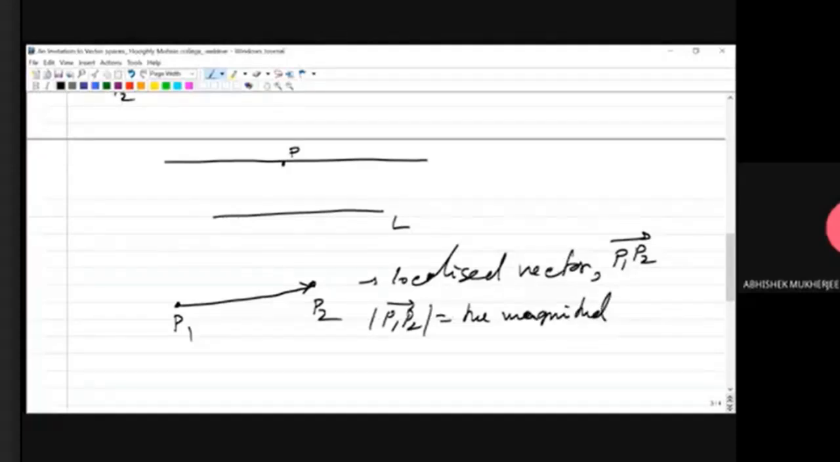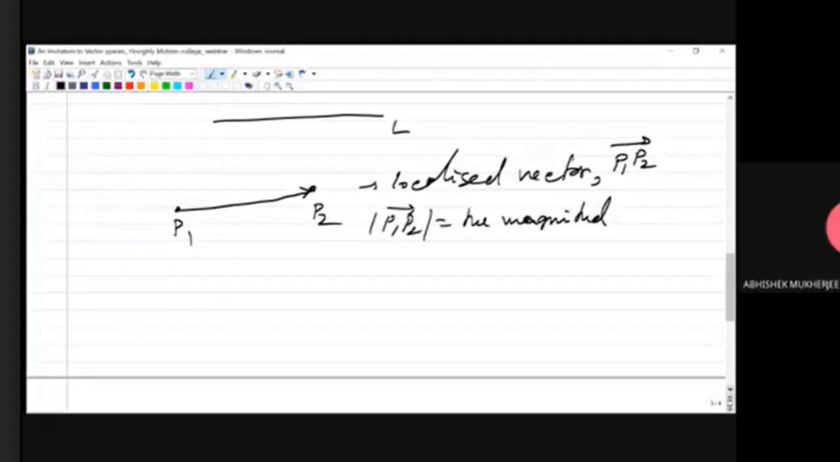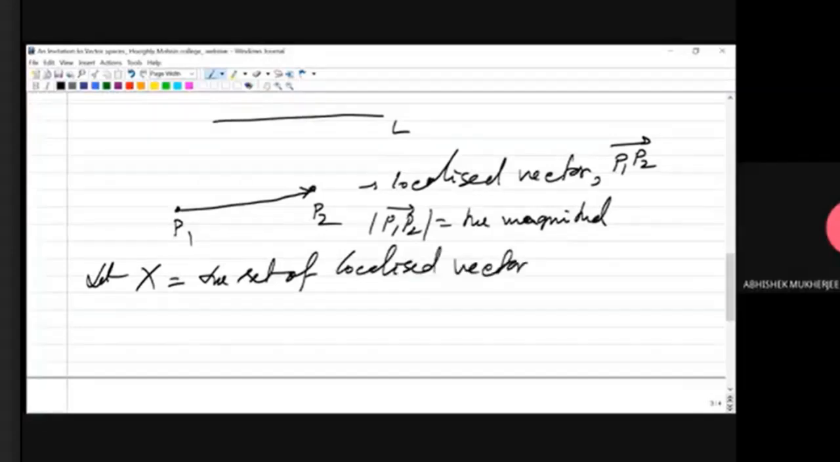Fine. So now, why have we introduced these localized vectors? Because with this one we shall encounter one vector space. But what is the process of developing this vector space associated to these localized vectors? So this is my aim. So let us denote X to be the set of all localized vectors in the space. Okay, fine.